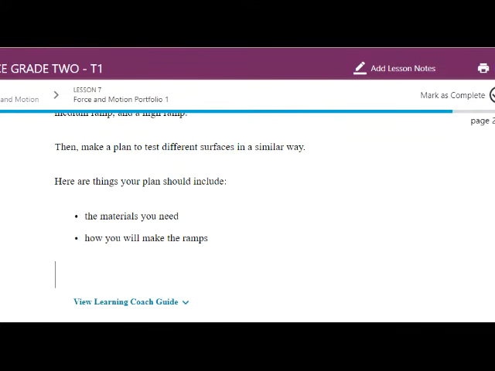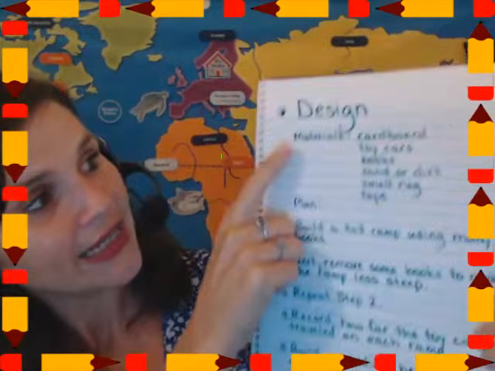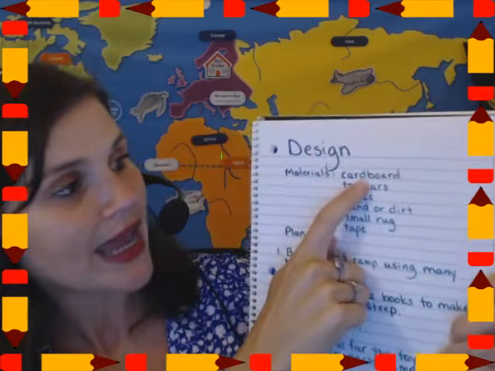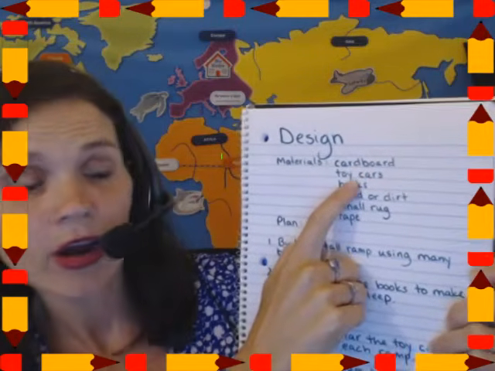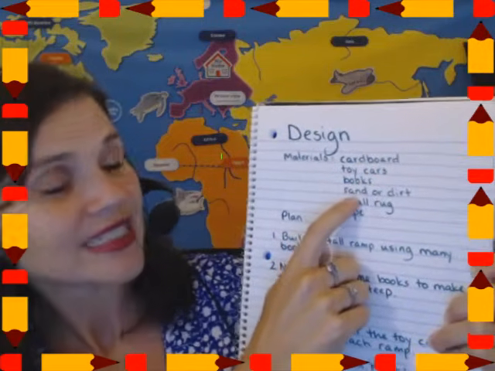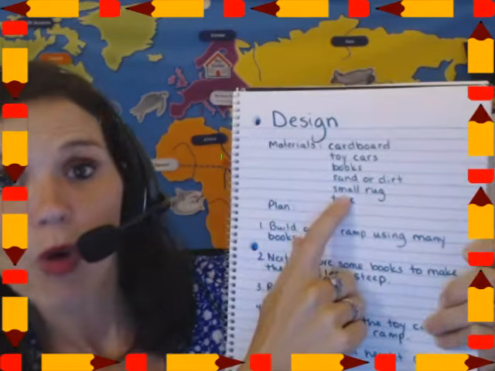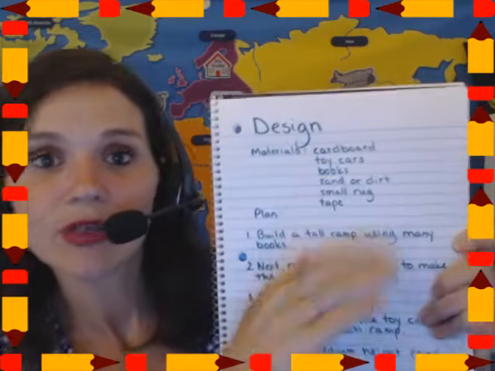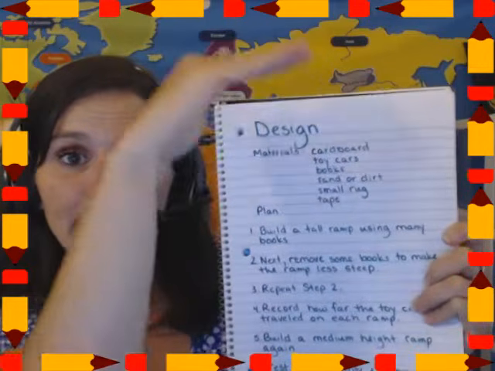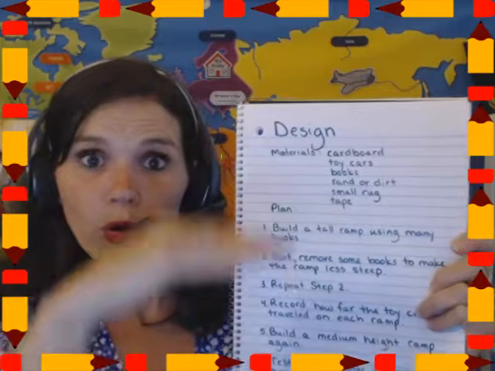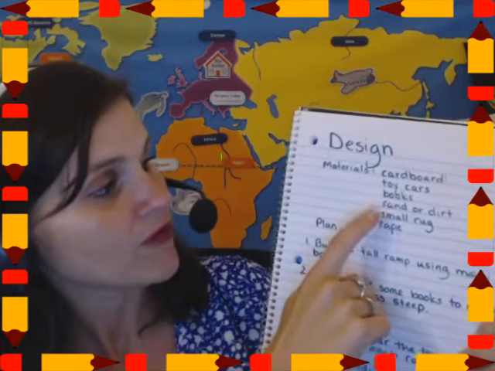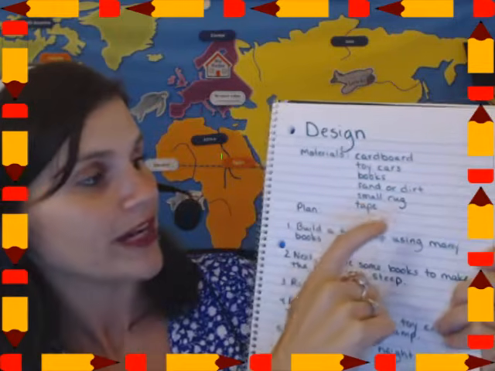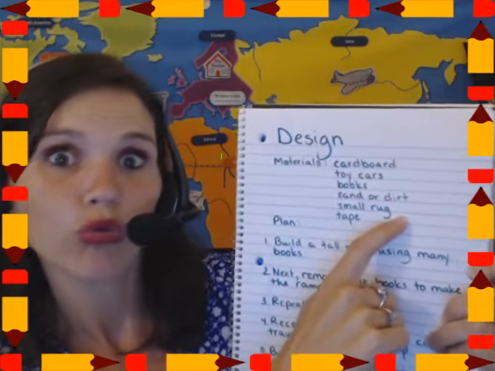So here's an example of my science journal. And here is my design section. I have the materials I'm going to need. I'll need cardboard, toy cars, books, sand or dirt, a small rug, and tape. So I decided for my height, I was going to make my ramp taller or shorter by using books. And I'm going to stack more or less books depending on the height. For my surface or the friction, I wanted to add sand or dirt to one of my ramps, and I wanted to add a small rug to one.